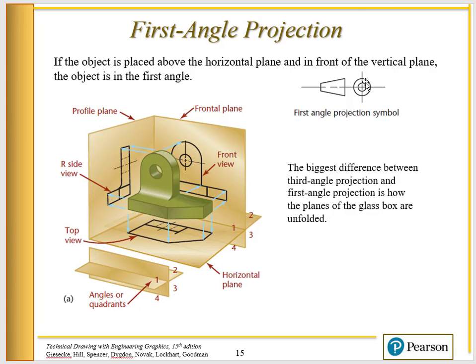And then here's the first angle projection symbol. Obviously it's looking at it from the other direction, which means that this view here, where I can see both circles of this cone, is now coming from the other side.